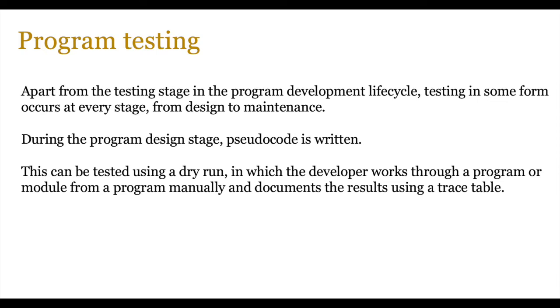So during the design stage, you often write pseudocode, and that's where a dry run, where you as the developer work through the program module to module and manually work out that the logic is correct and it's working as it's intended to. But this needs to be documented, and we document this in the form of a trace table, and you should have a lot of experience of trace tables from IGCSE as well.